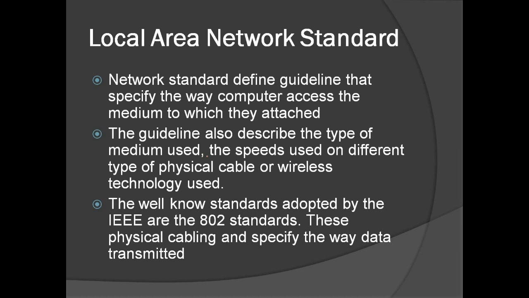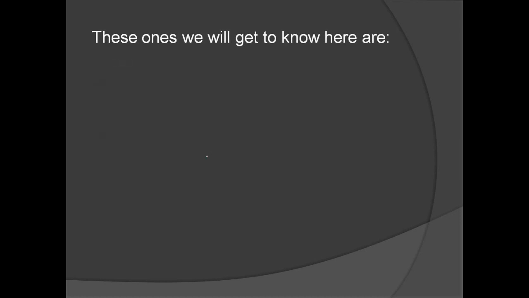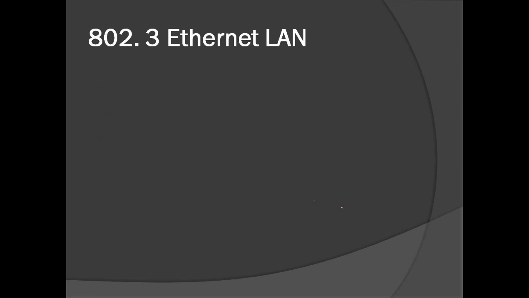The 802 standards specify the physical cabling and the way data is transmitted. So we have the 802.3, 802.7, 802.8, and 802.11. These are the standards on networking. Okay, so we have the 802.3 or the Ethernet LAN.